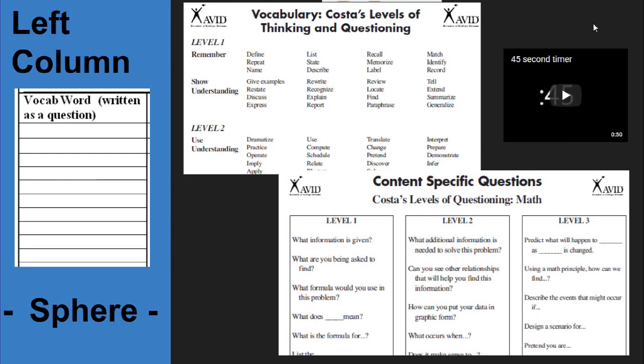And finally, turn to your partner, starting with partner number 1, and read your question. Go.